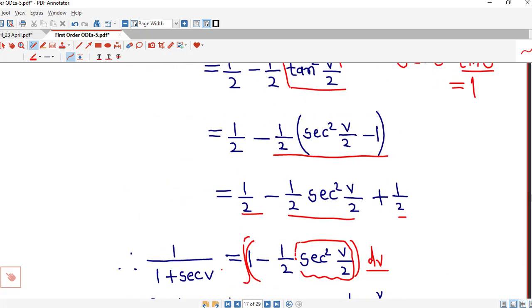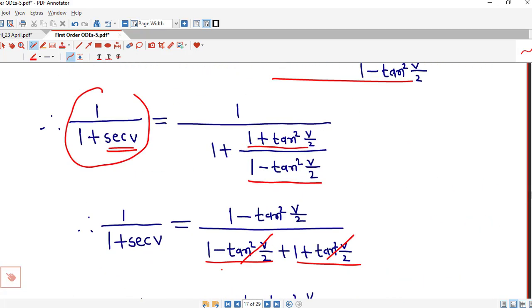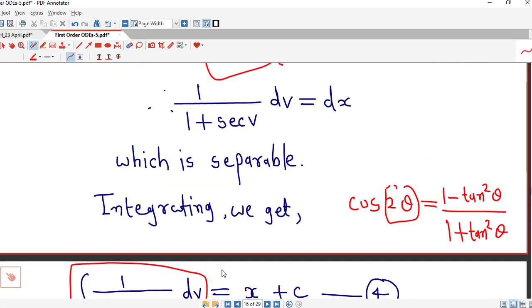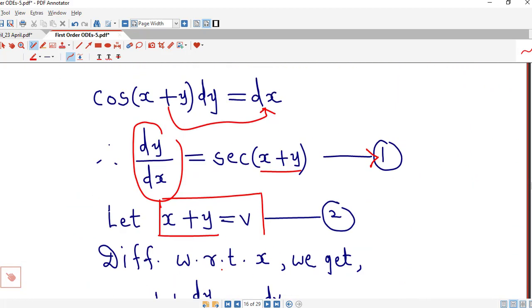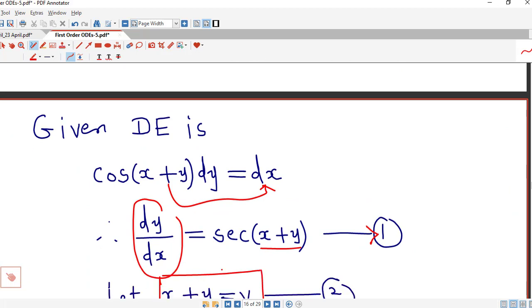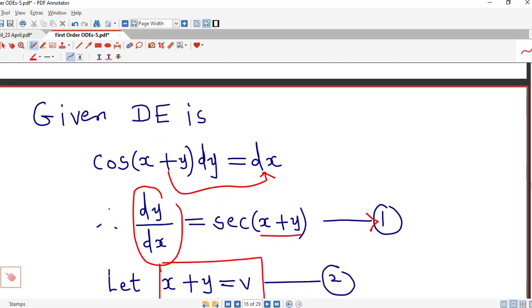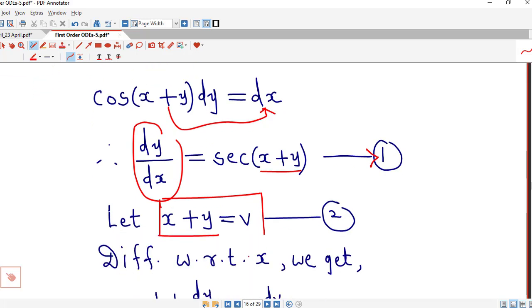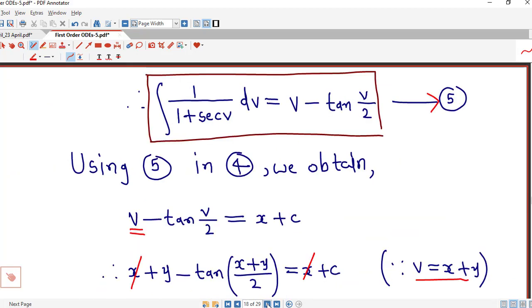Okay, so in this way, by practicing more and more problems, we will be able to decide which method is applicable for a particular problem. Here this problem is reducible to a separable differential equation by this transformation x + y = v. We consider one more problem.